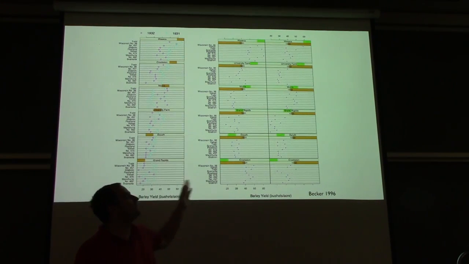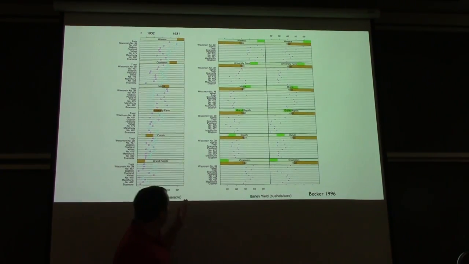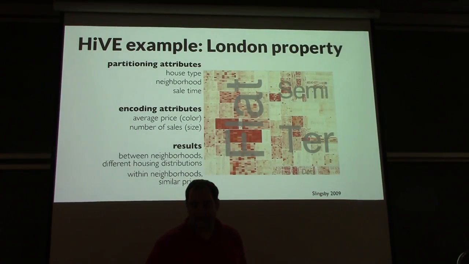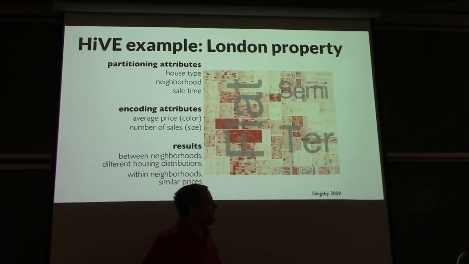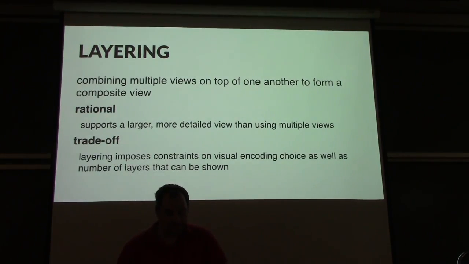So these two charts show the same data. In this case, we have made a decision to partition by year. In this case, we have made a decision to layer by year. And then I showed you this example of this intricate visualization where we can recursively partition attributes by a variety of elements. I don't want to go into the details of this now.